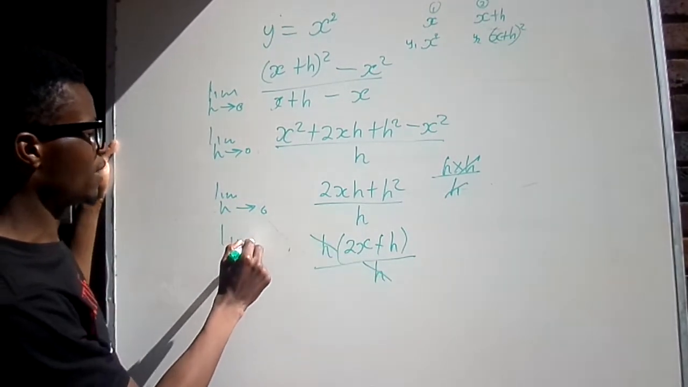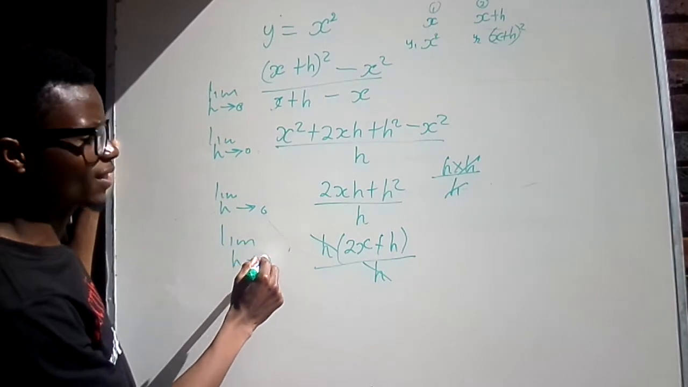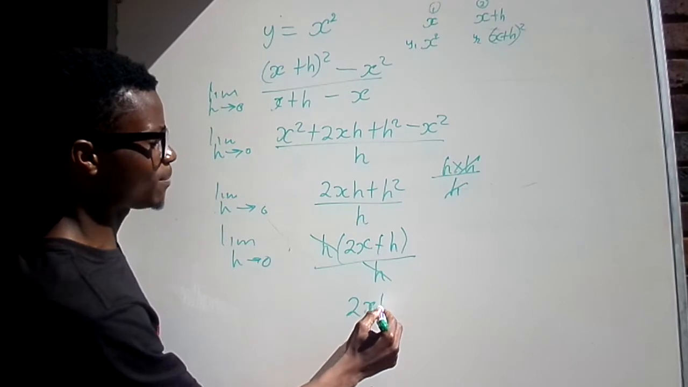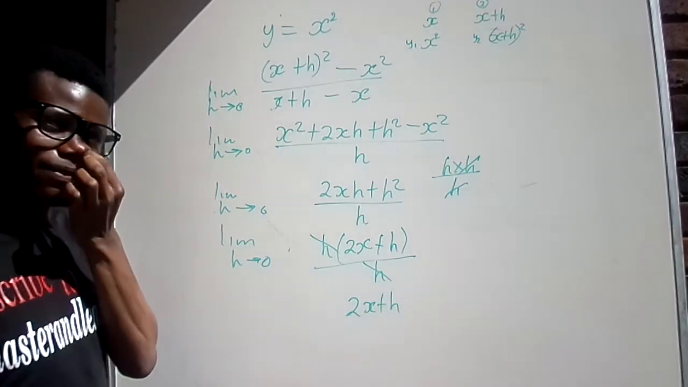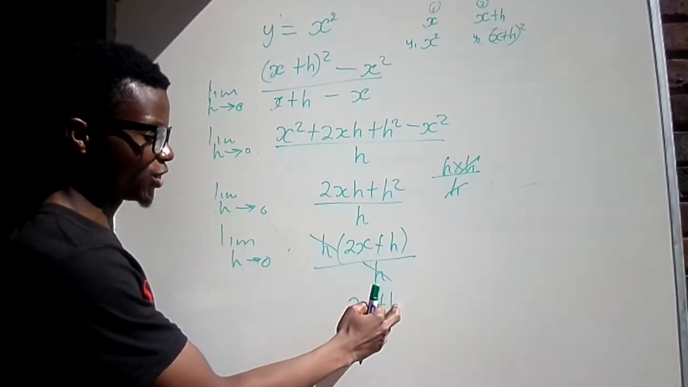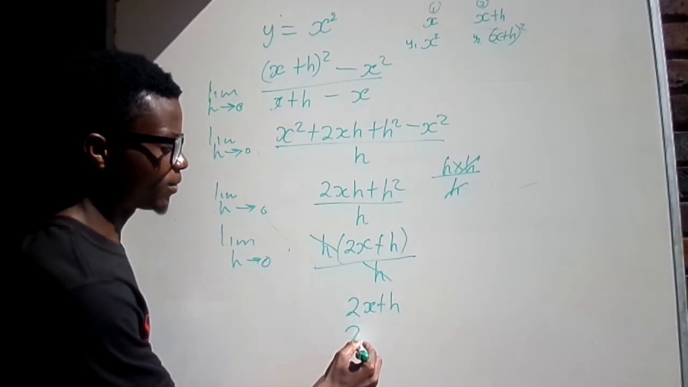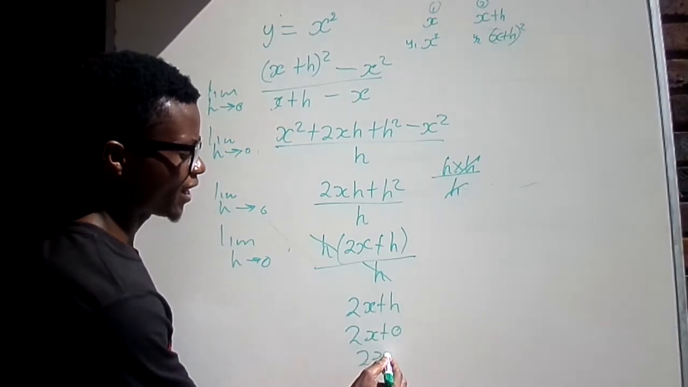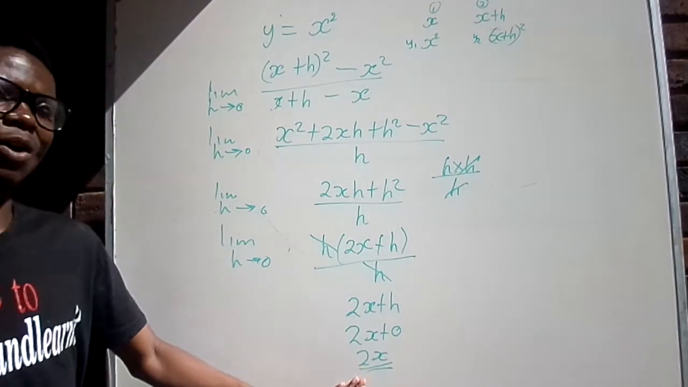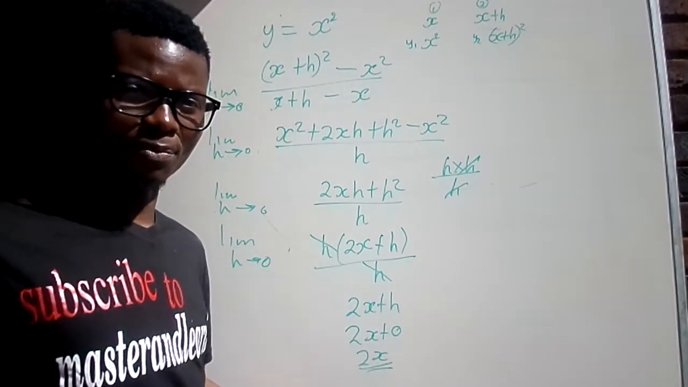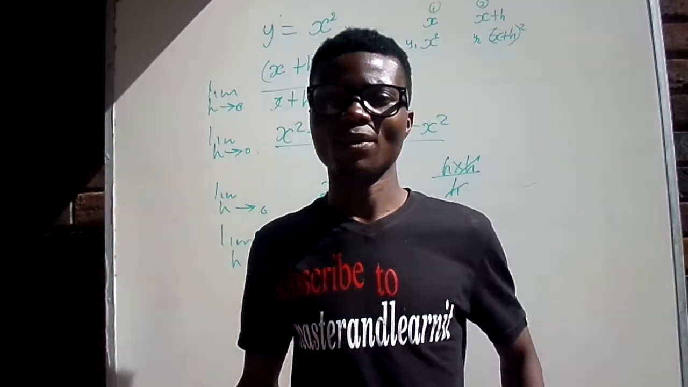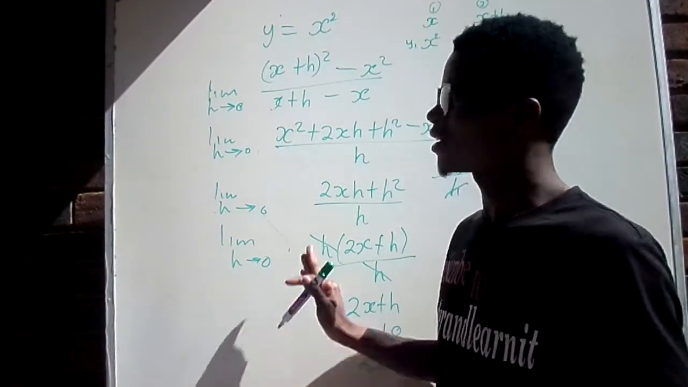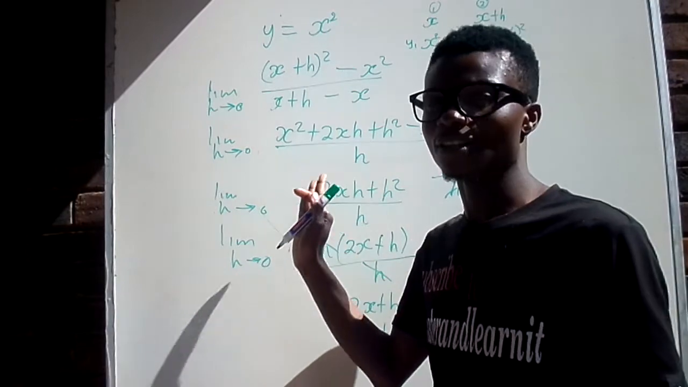We are on the limit as h tends to 0. So now I have the expression 2x plus h. Now I can finally substitute h as 0. So we are going to have 2x plus 0, which is just 2x. Remember, this is our gradient from the first principle, but there is a technique that we can apply straightforwardly to get the gradient 2x without having to go all this long way.